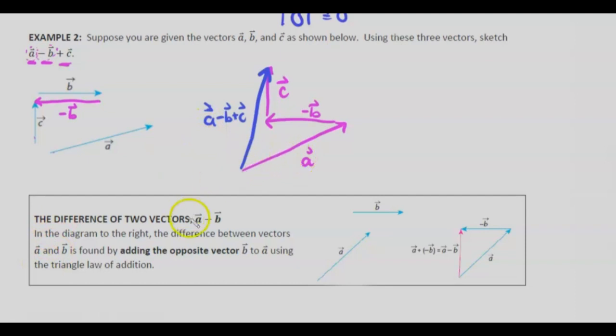Okay, so the difference of two vectors, A minus B. In the diagram to the right, the difference between vectors A and B is found by adding the opposite vector, B to A, using the triangle law of addition. So again, if this is vector A and this is vector B, then we know that this here is going to be vector negative B. So A, B, and then we have the pink as the resultant.